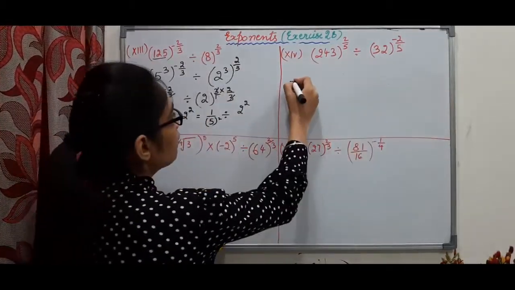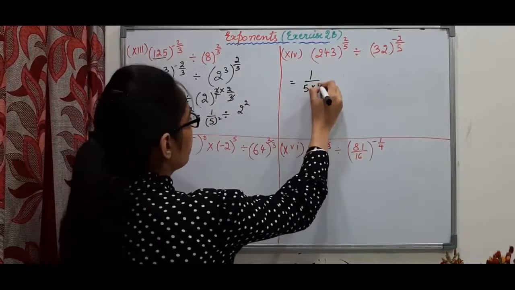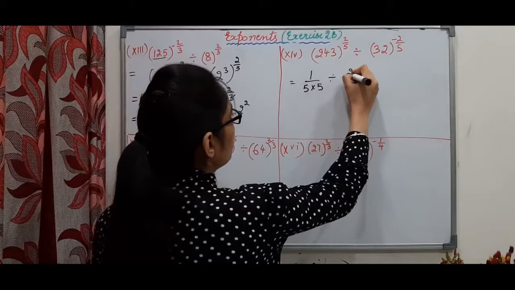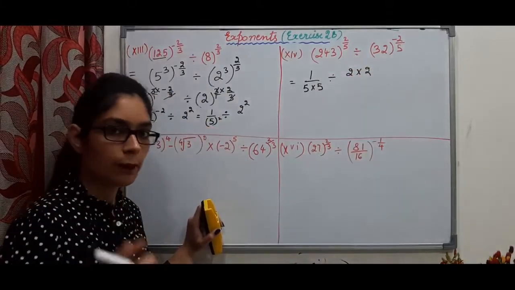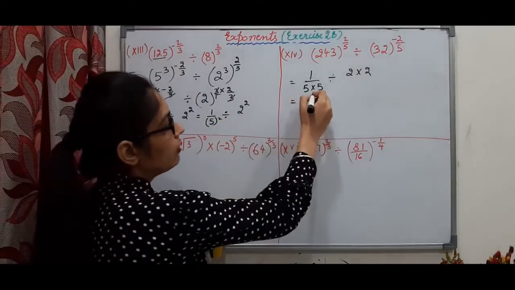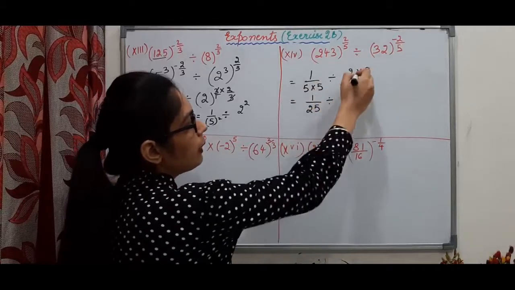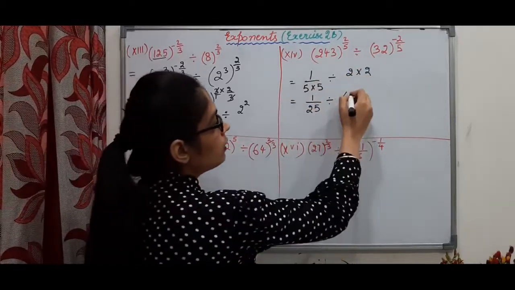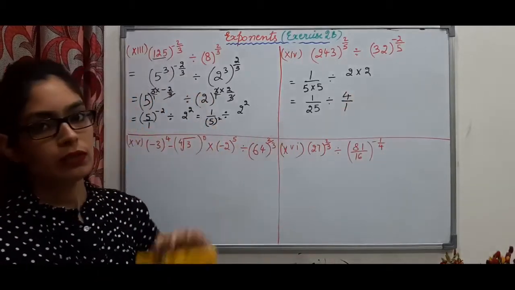So (1/5)² means 5 into 5 divided by (2)², 2 into 2. We cannot apply any rule here because the bases are different. So directly we have to expand and solve it. So 1 by 25, divided by 2 into 2, 4. This 4 can be written as 4 by 1.